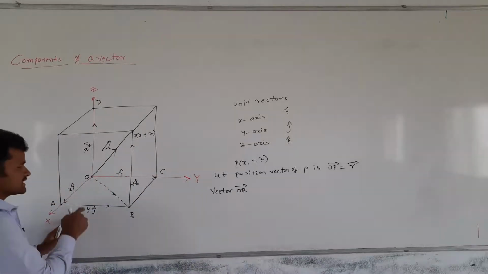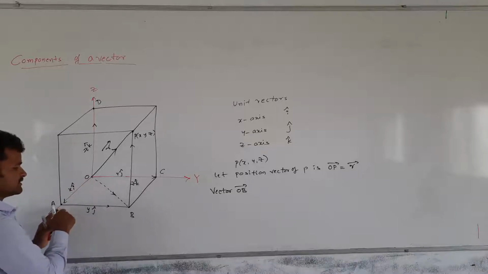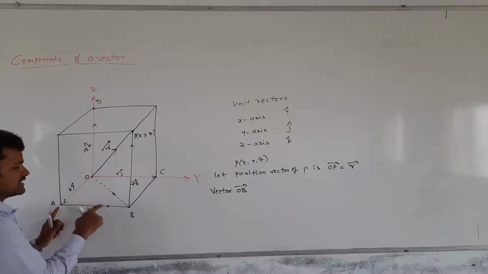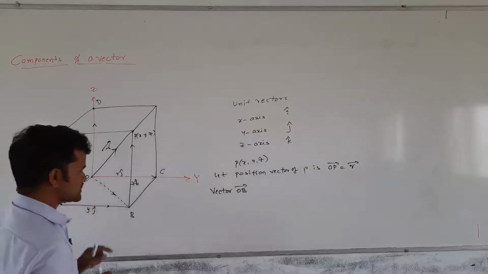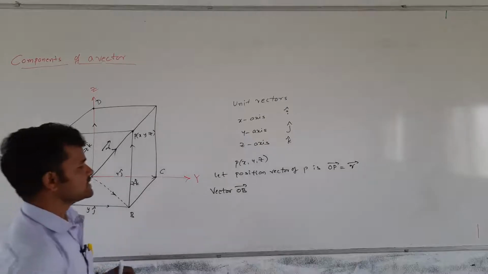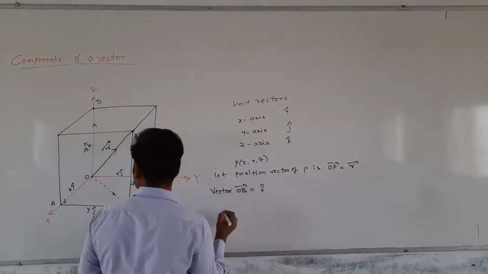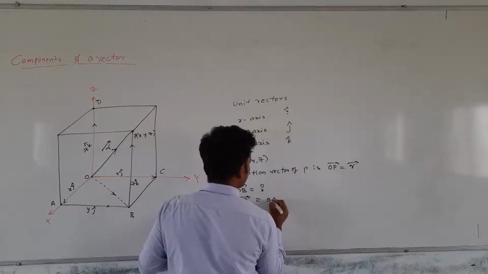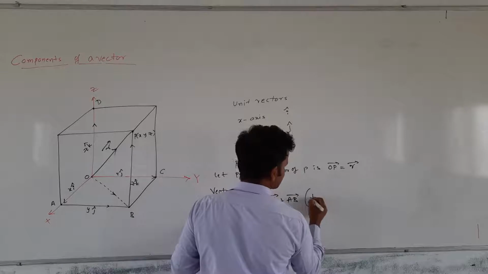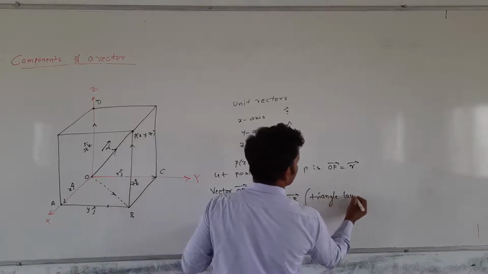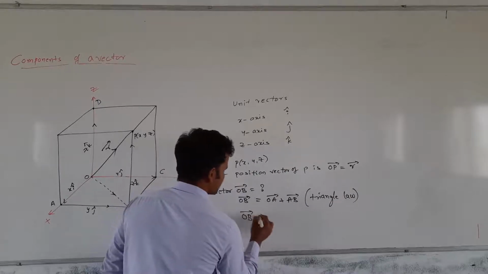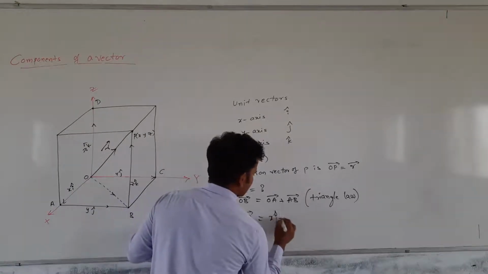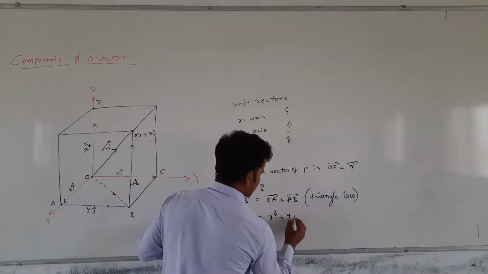See, I can use the triangle of vector addition here. Vector OA is the first vector and vector AB is the second vector. The terminal point of vector OA coincides with the initial point of the second vector AB. That means vector OB is equal to vector OA plus vector AB. This is according to the triangle law of vector addition. Then vector OB is very simple: vector OA is x into i cap and vector AB is y into j cap.